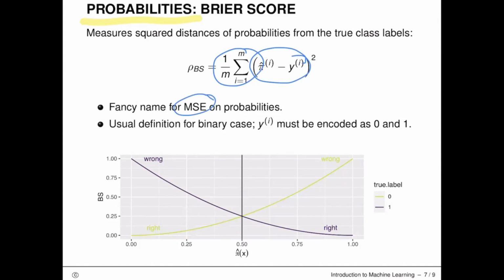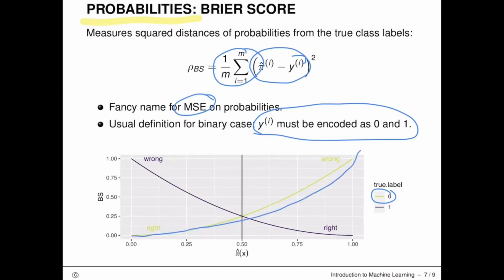The usual definition for the binary case would be that y_i is encoded as 0 or 1. And here at the bottom of the slide, you see a small plot of the Brier score. For the true label 0, we start here at 0, 0 and go up to 1, 1 in the end. And for the true label 1, it's the other way around. And at p hat equals 0.5, there is an intersection of those two class functions.